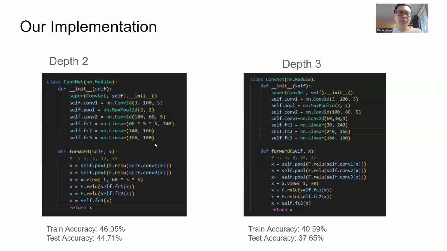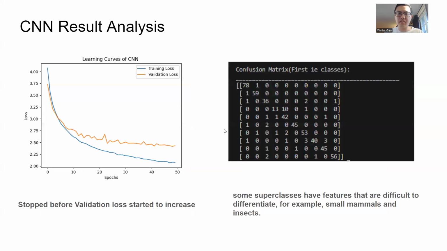I would say the reason the deeper network works better is that it is more suitable for the entire data set. And the result is that we stop before the validation loss starts to increase. For some superclasses, I would say this is pretty good.